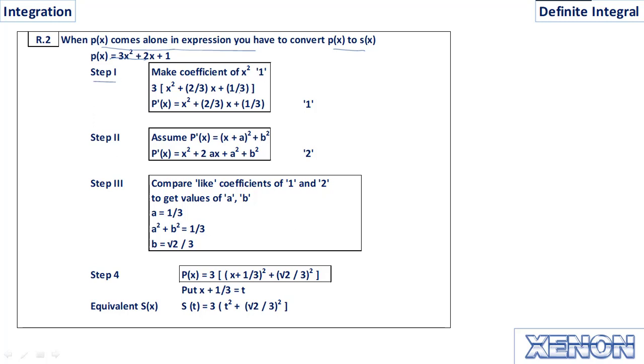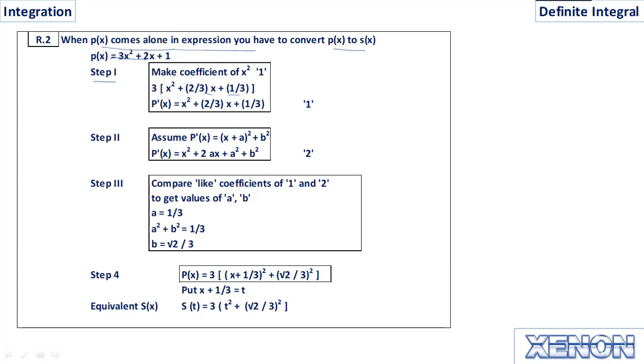Step number 1, make the coefficient of x square in p(x) equal to 1. How will we make it? Take out the coefficient of x square as a common factor from all the terms present. For example, f(x) equals 3x square plus 2x plus 1. Then how will we convert this p(x) equal to 3x square plus 2x plus 1 to the required form?